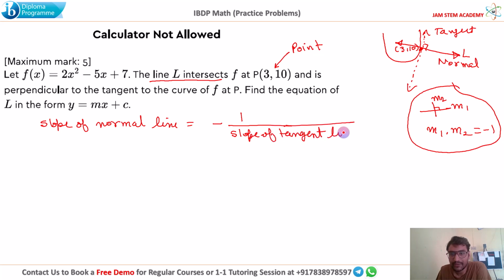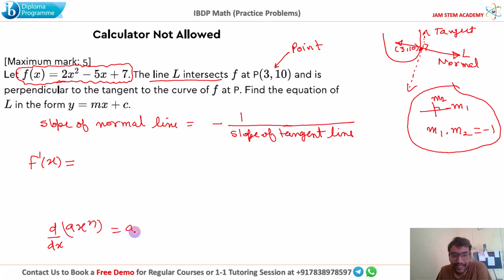Now let's find the slope of the tangent line first. For finding the slope of the tangent line, we need to find f prime. What is f(x)? This 2x squared minus 5x plus 7. I have to find its derivative and plug in the coordinates of this point (3, 10). So f prime x, let's do one by one. For 2x squared, we know that the derivative of a x raised to the power n is given by a n times x raised to the power n minus 1. The formula is already provided to you in the formula booklet.